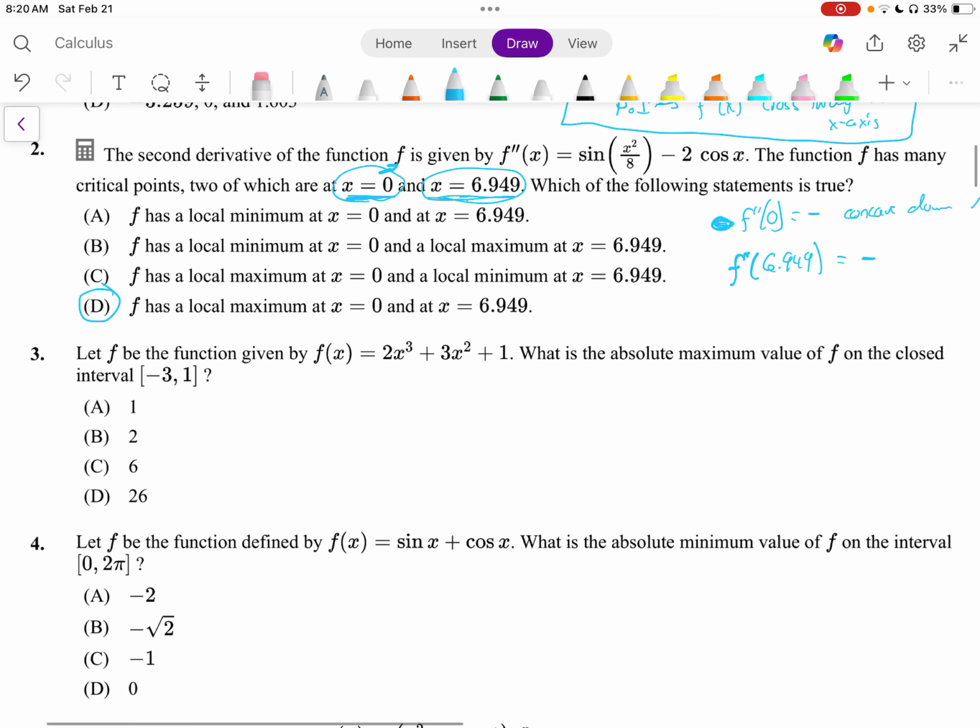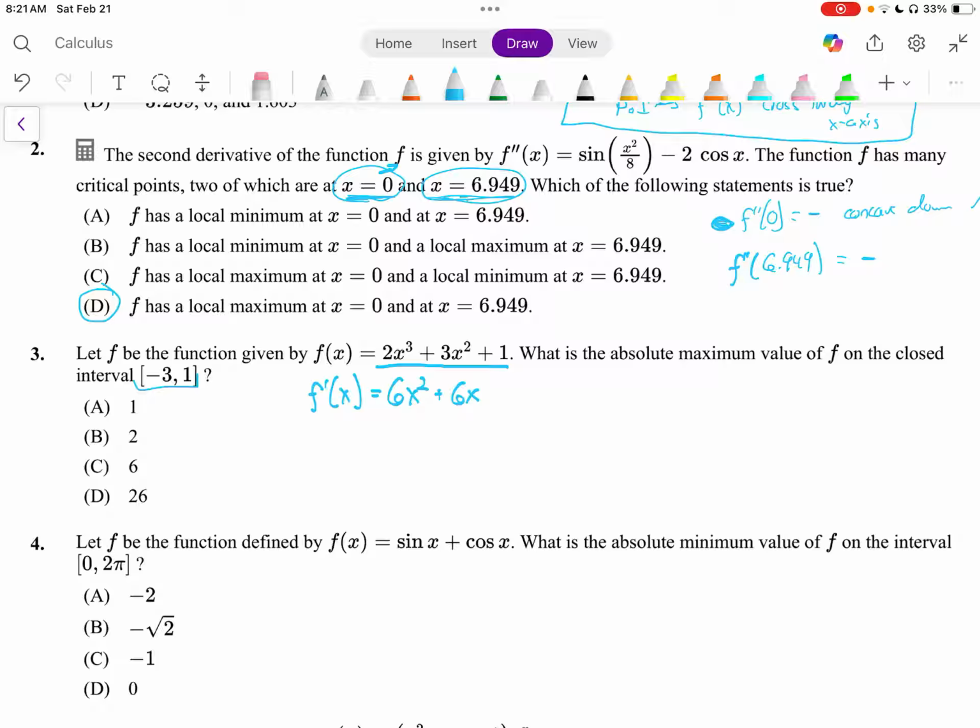All right, that's all we have for the calculator for now. Number 3, let f be a function given by f of x equals 2x cubed plus 3x squared plus 1. What is the absolute maximum for f on the closed interval of -3 to 1? We want to find the absolute maximum. We know we can find one because this is continuous, so by the extreme value theorem, we can. The absolute maximum will either occur at a critical number or at an endpoint. So first, we want to find any critical numbers, so we find when the derivative is equal to 0.